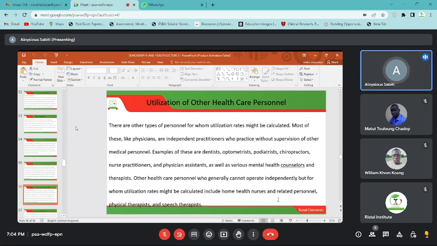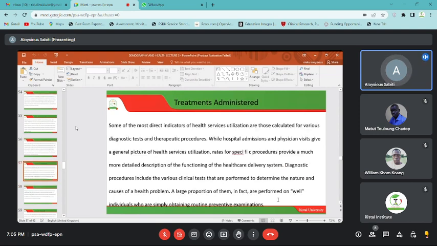Most of these, like physicians, are independent practitioners who practice without supervision of other medical personnel. Examples of these are dentists, optometrists, podiatrists. We're looking at chiropractors, nurse practitioners, and physician assistants. You can also include mental health counseling. So apart from physicians, we also want to know how many of these people utilize other services as a way of trying to understand their health seeking behavior.